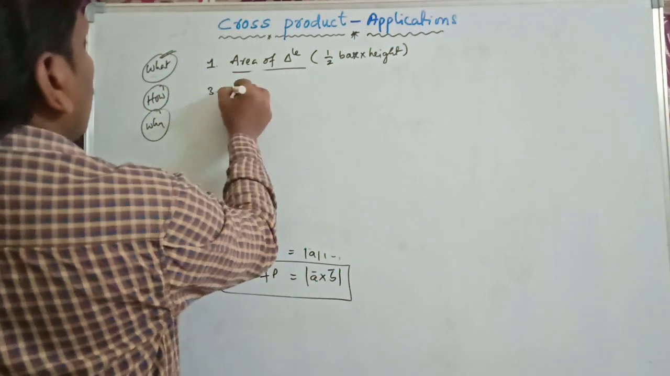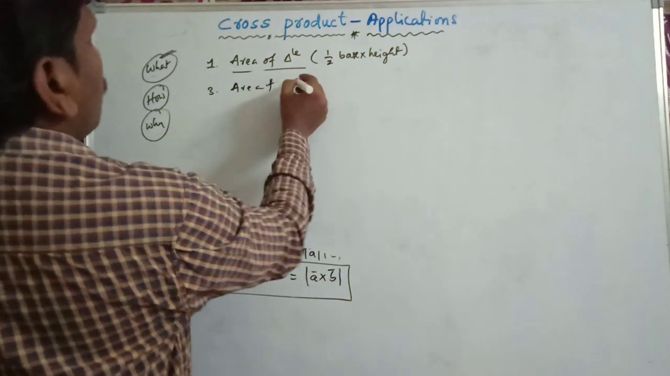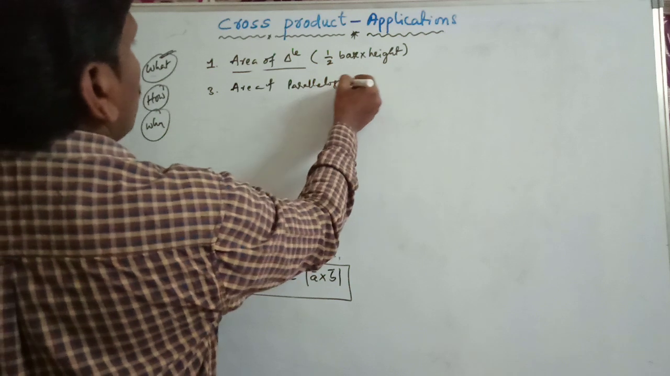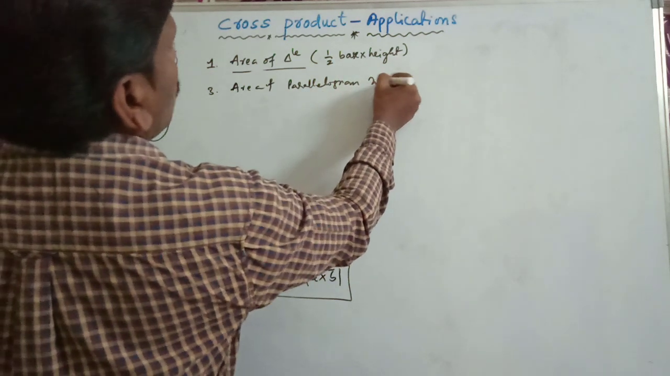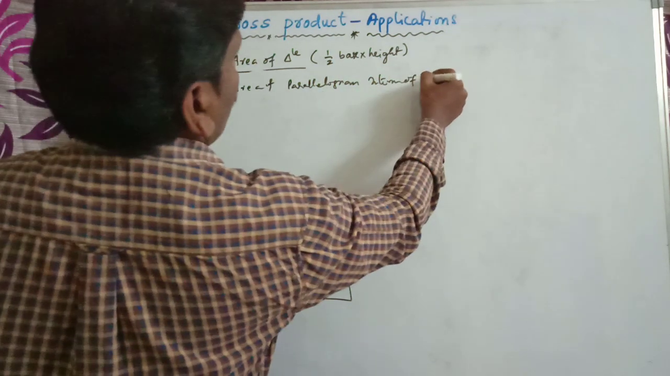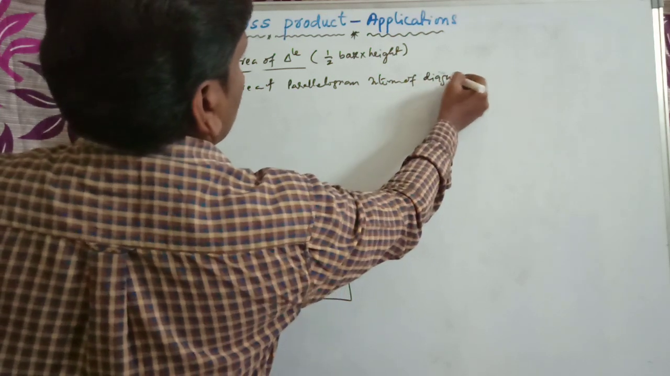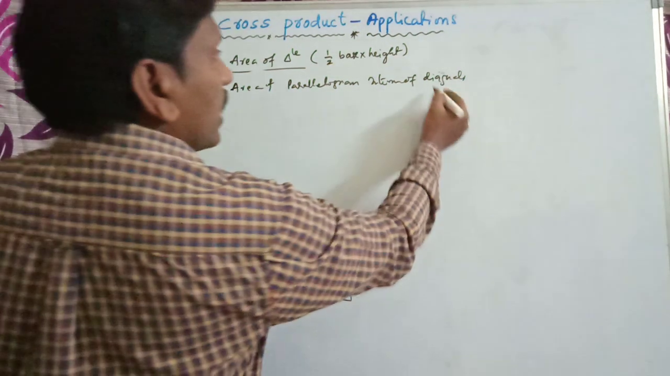Third one is area of parallelogram in terms of diagonals. Diagonals. Let us try to understand.